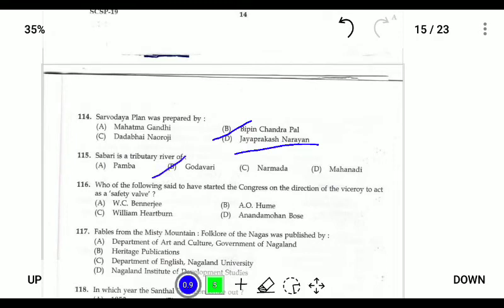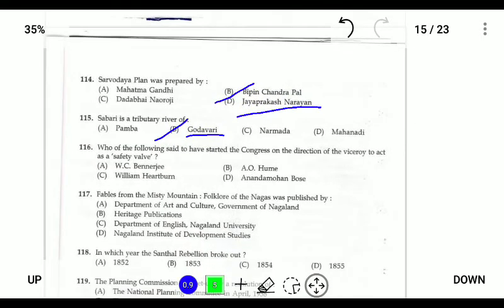Next, Sabari is a tributary of river Godavari. So Godavari is also known as the Dakshin Ganga, and it is the second longest river of India next to the Ganga. And it is also known as the Ganga of the South, or Dakshin Ganga.